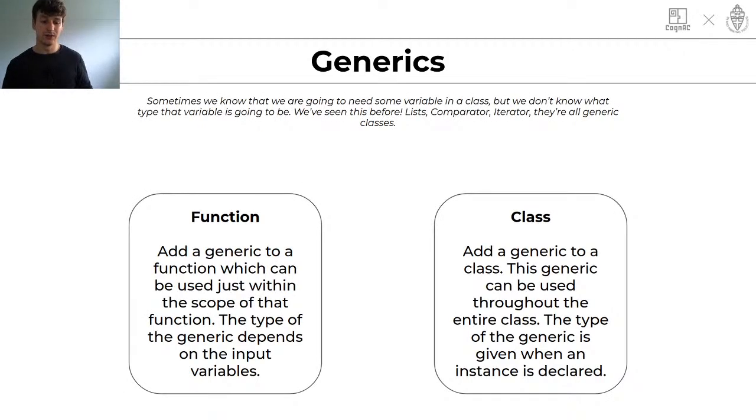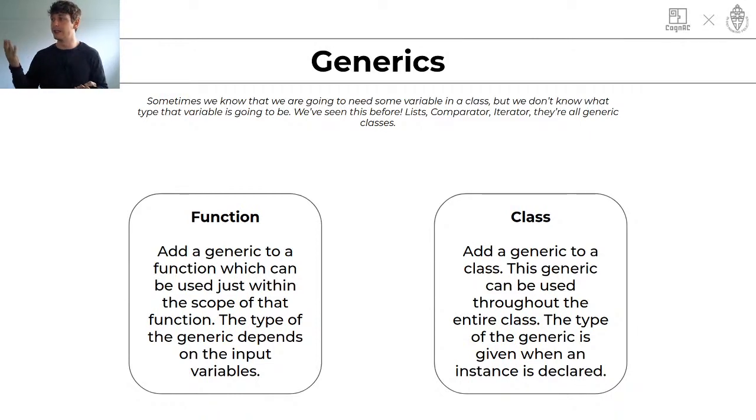Okay, on to the next topic, being generics. Always quite a difficult one, but I hope that I can make it a bit more clear also with the exam question that we're going through later. So generally, you can use generics in two different types, and generics always mean that we are going to need some variable in a class or function, but we don't know what type that variable will be of yet.